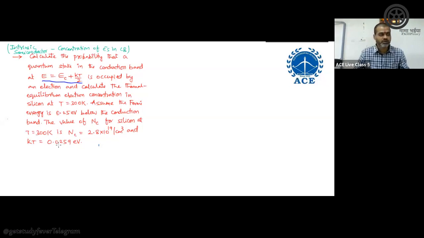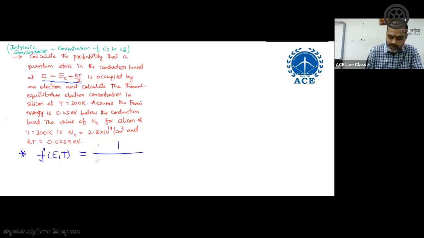Yes. Now how to find it out? What is the first thing that we need to find? Probability. We can take the Fermi-Dirac distribution function. So F of E comma T is equal to 1 divided by 1 plus e power E minus EF divided by KT. Is it clear? Now they have very clearly mentioned what E is, just put it into this.